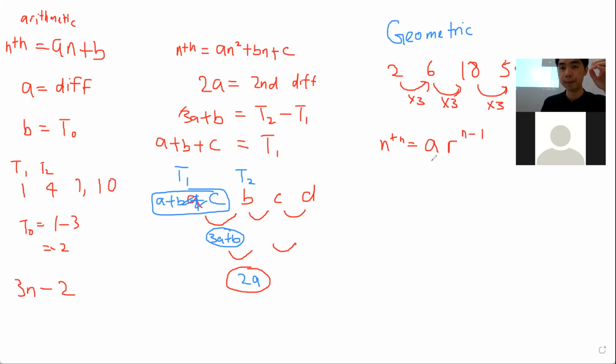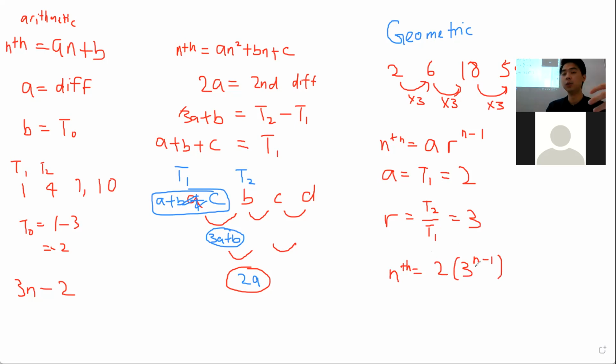Now, the A in this case is your first term, your term number 1, which in this case equals 2. Your R is term number 2 divided by term number 1, which is basically your multiplication. 6 divided by 2 is actually 3, right? And when you write your nth term, it's supposed to be 2 multiplied by 3 to the power of n minus 1.